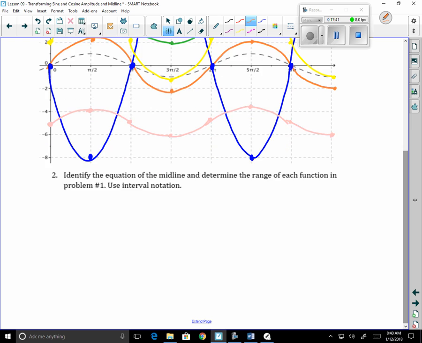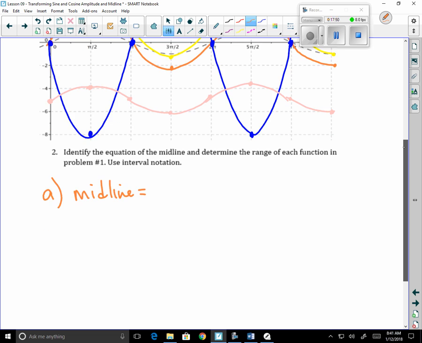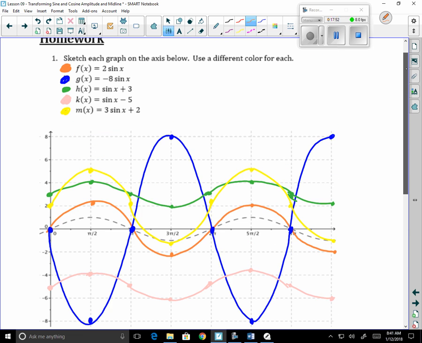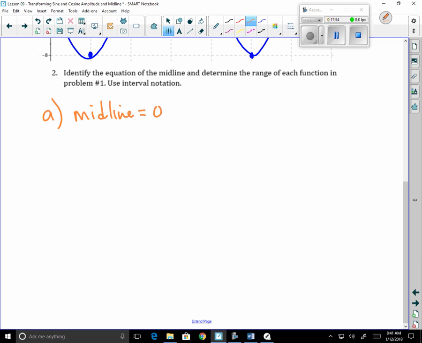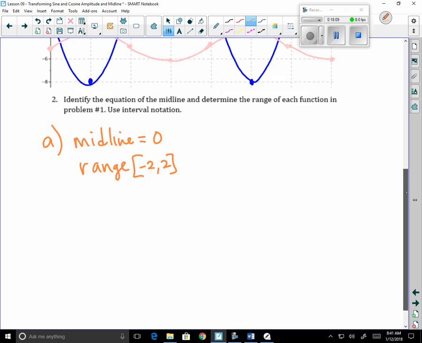So for the function in part A, we'll do this by part. So part A, the midline. If I look at the graph for A, it's 2 sine of x, so the midline is 0. The range, well, if I start at 0 and go down by 2, I'm at -2. If I go up by 2, I'm at +2. I know I'm going down and up by 2 because of the amplitude of 2.